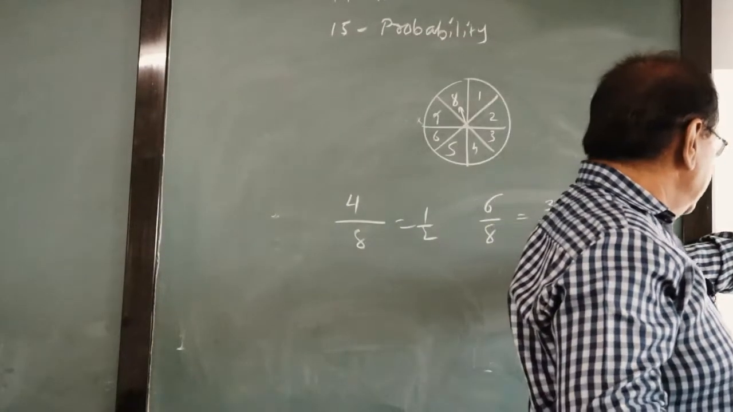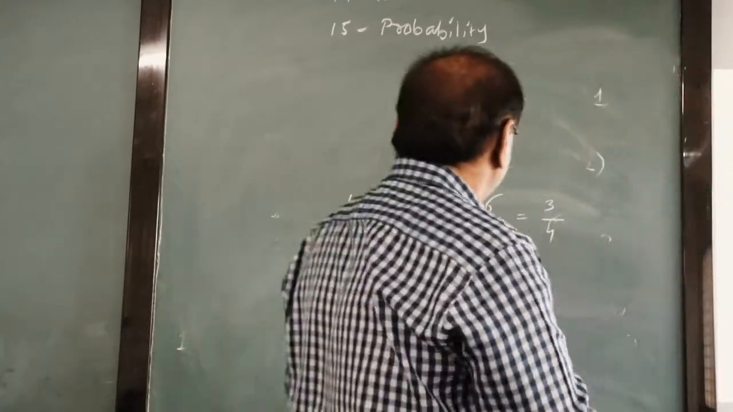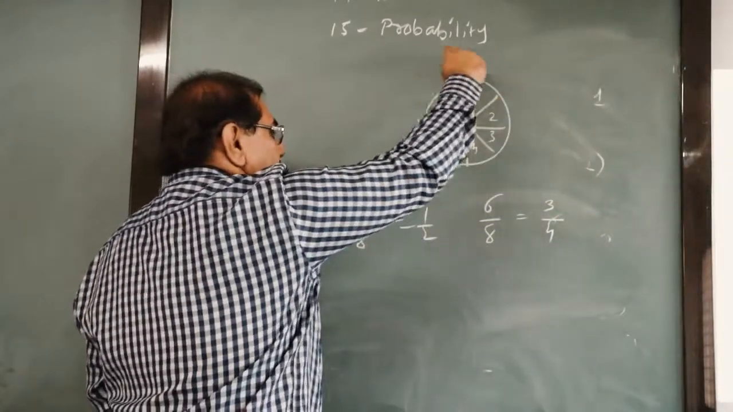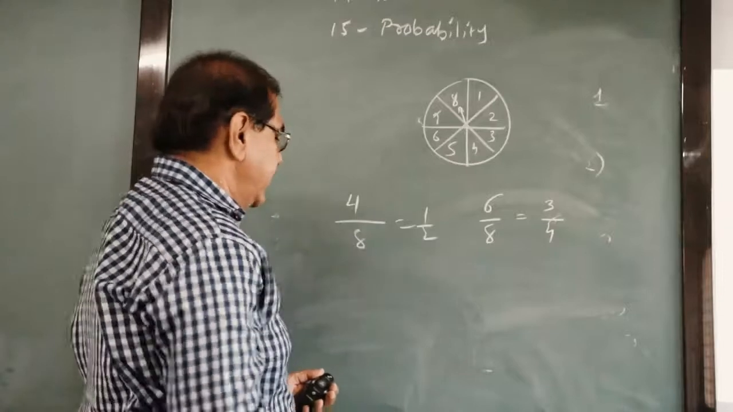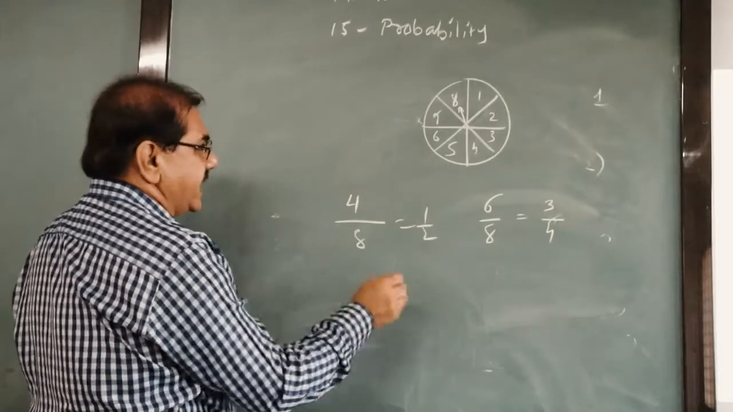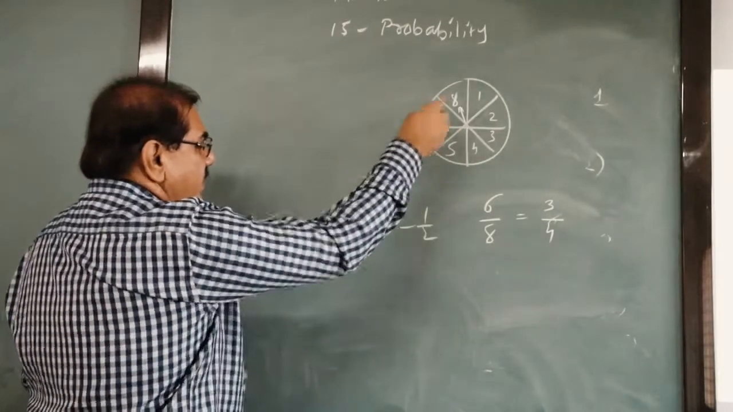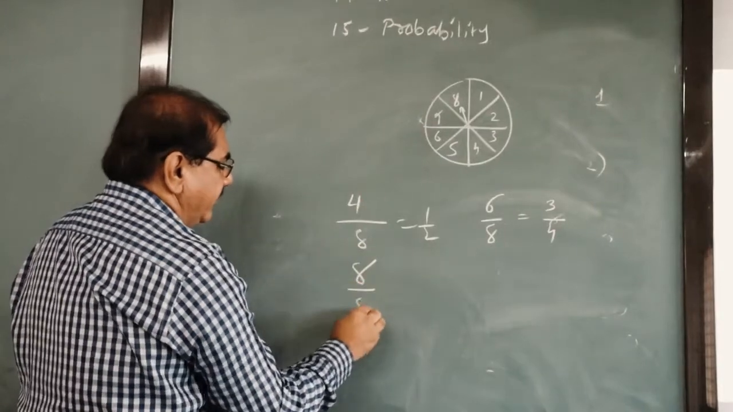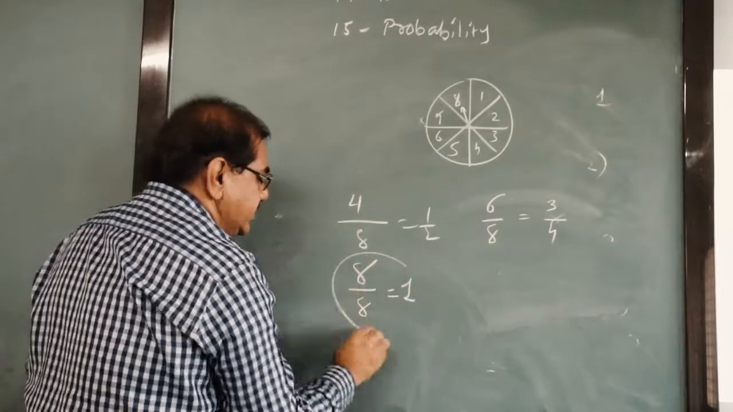And finally, a number less than 9. You can check on the dial, all the numbers are less than 9. So it is a certain event. So it is 1 to 8, means 8 numbers out of 8, so the answer is 1. So it is a sure event.